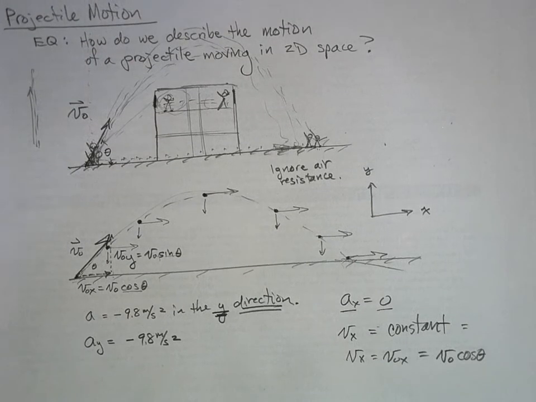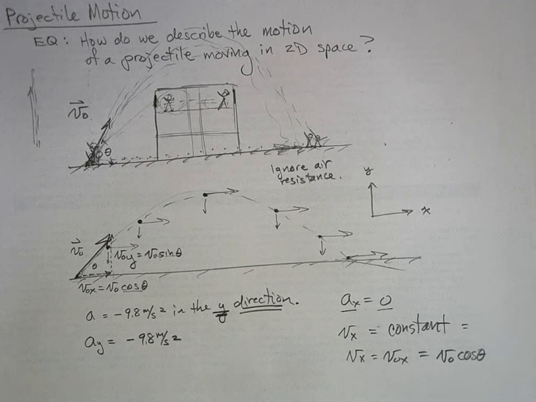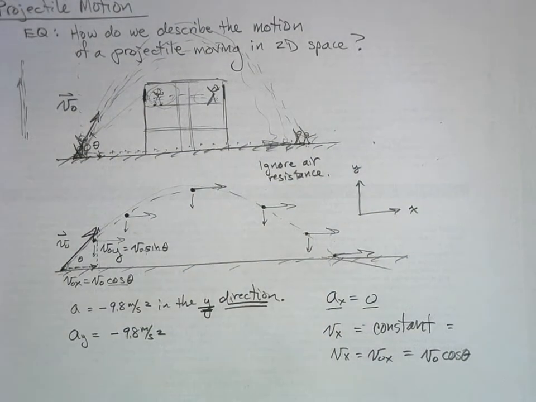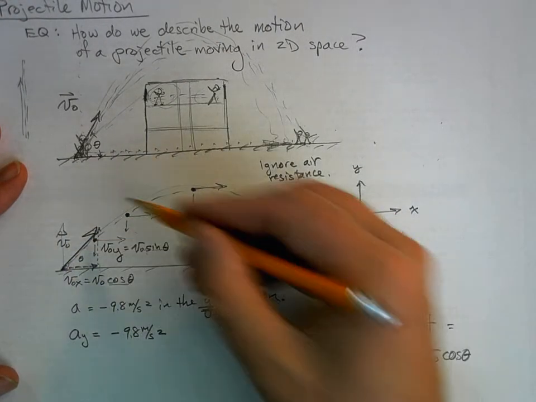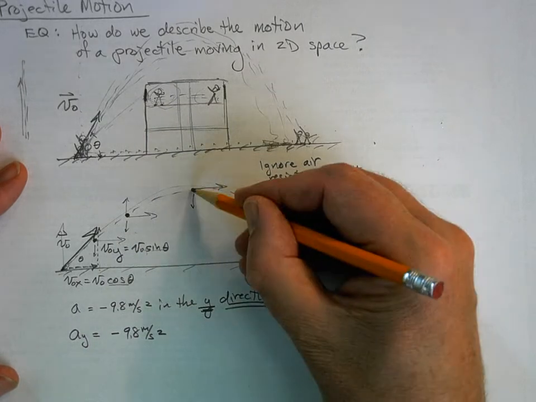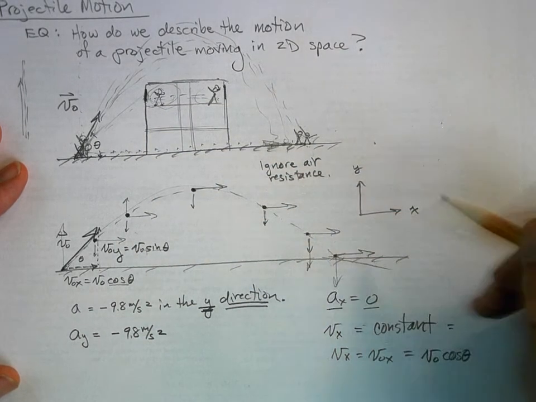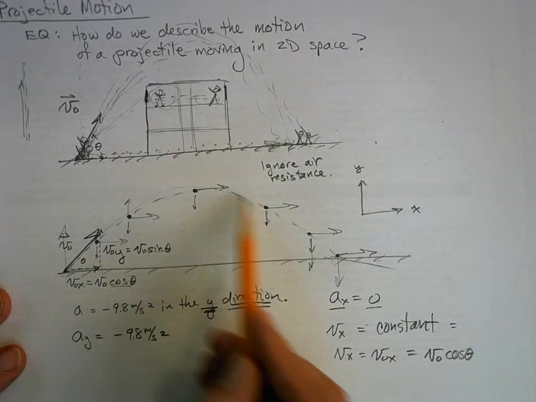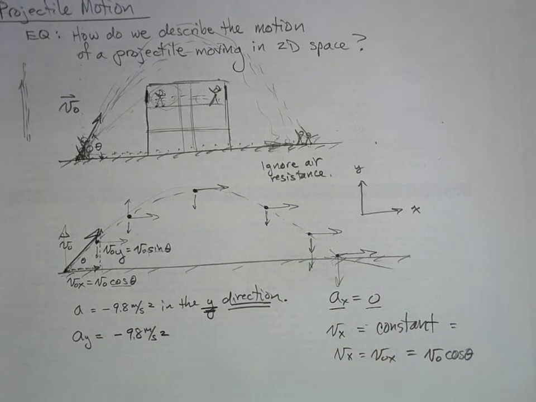Okay. But what is the acceleration in the y direction? Negative 9.8 the whole time. So if you were to draw the velocity vector in the y direction, here's the velocity in the y direction. Now here's the velocity in the y direction. Now it's 0. Here's the velocity in the y direction. Here's the velocity in the y direction. So the velocity in the y direction is getting smaller and then bigger. Smaller up, bigger down. Okay?